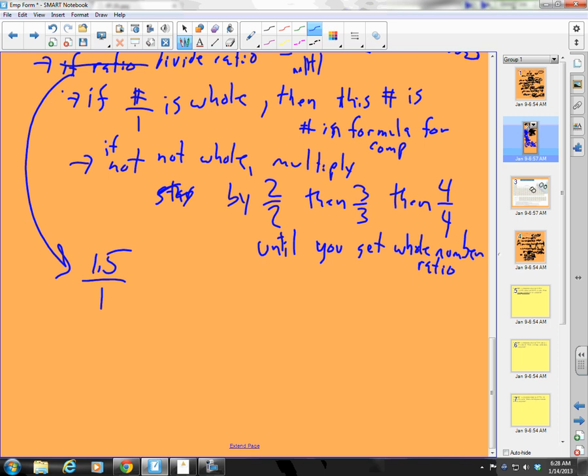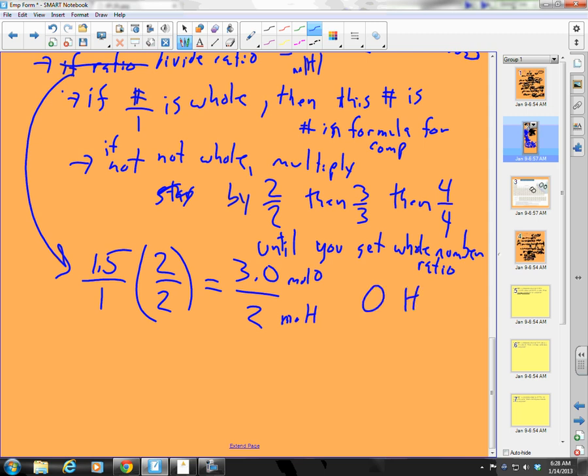Well, is that a whole number ratio? No. So I'm going to multiply both the top and bottom by 2. And when I do that, what do I get? I get 3.0 over 2. Now, is that a whole number? Yes. So if this were moles of oxygen per moles of hydrogen, then in my formula, how many moles of O do I have? 3. How many moles of H do I have? 2. So it'd be a 3:2 ratio.